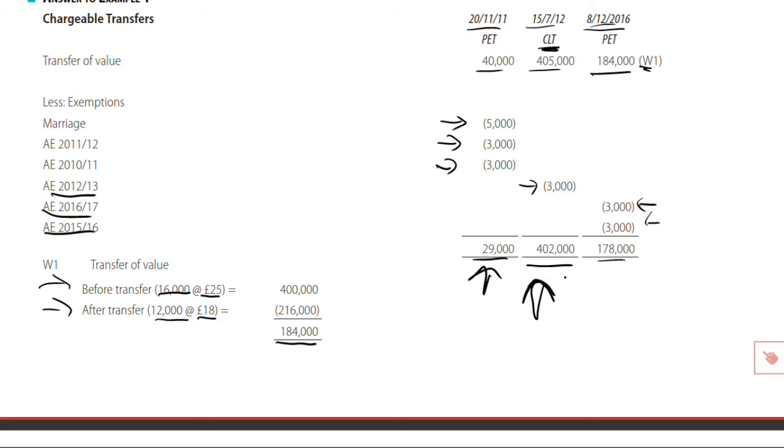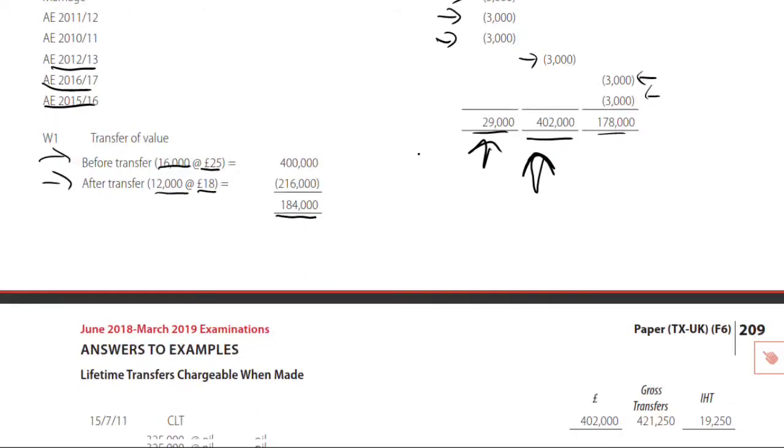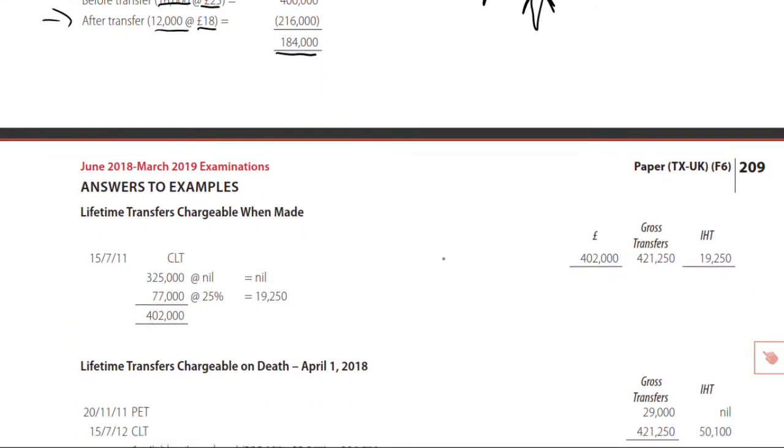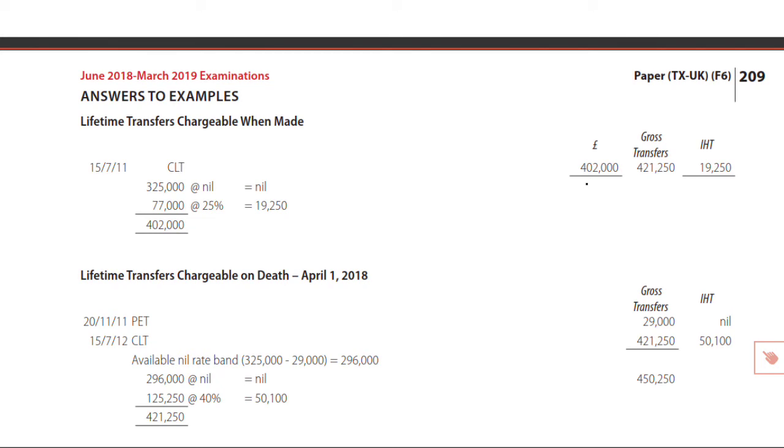Now remember, that's where we needed to know, was the transfer gross or net, and what do those terms mean? If the donor pays, as is the case here, we noted on the question page, it is a net transfer. And as a net transfer, therefore, it is a 25% rate. So we're going to have a working that shows the £402,000 going in as the amount of the CLT.